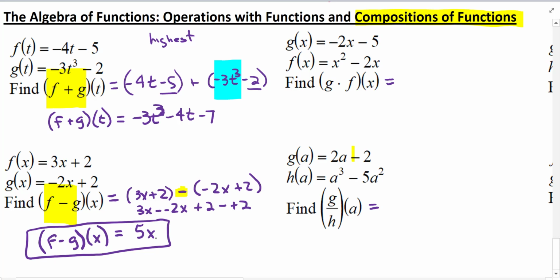So in Desmos, what you would do is you would type in this function, hit enter. You'd type in this function, hit enter. And you'd type in this function. And then it would be interesting for you to see kind of what's happening with those functions.